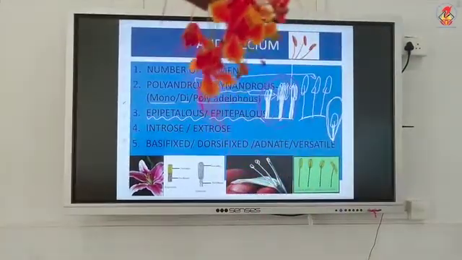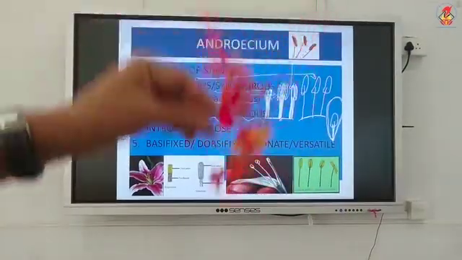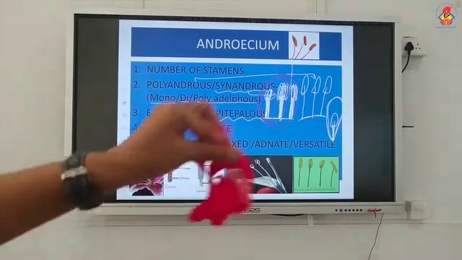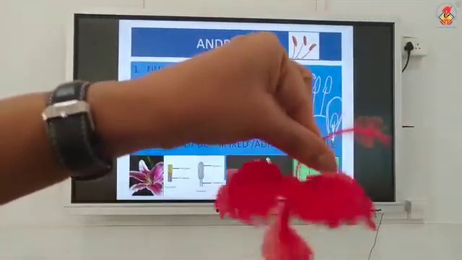See, you can see the stamen well exposed. And hibiscus definitely is also extrorse.